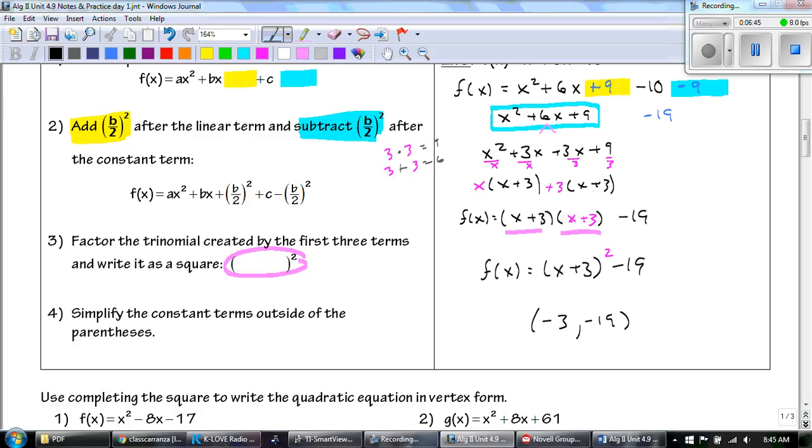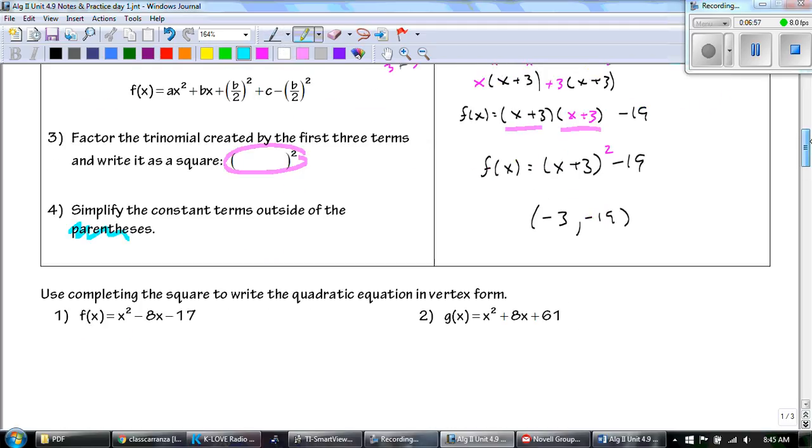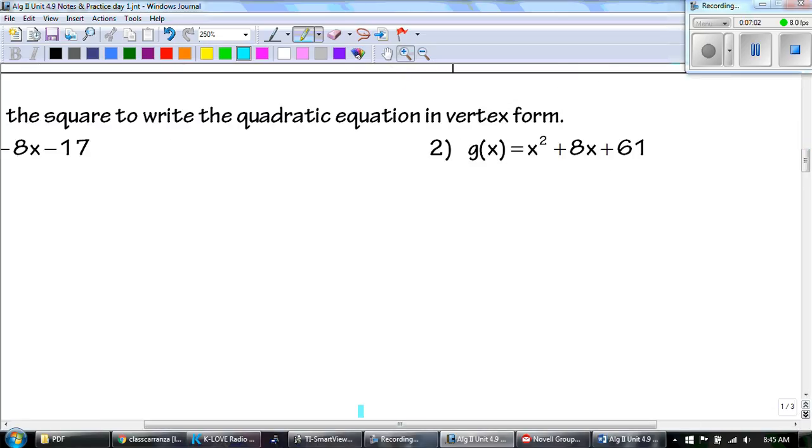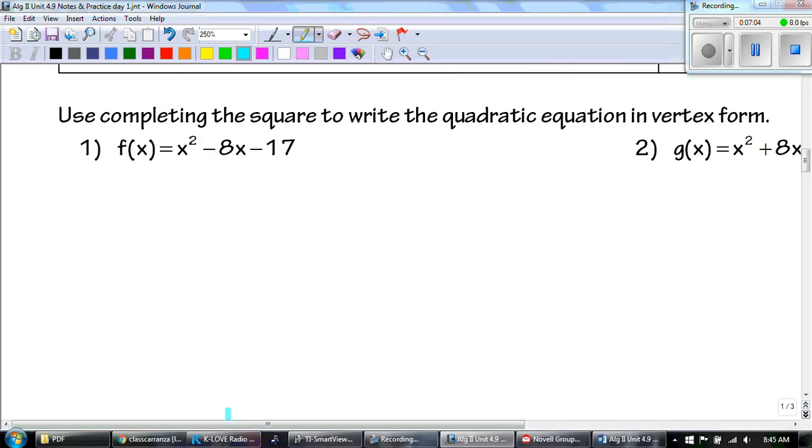So then we can go. We're all done. Oh, step 4 said to simplify. Whoops. I didn't know that we had to do that part outside. We did that right away. Okay. So we're going to do number 1 and 2 for the rest of this video, and then video number 2 will be all the back.